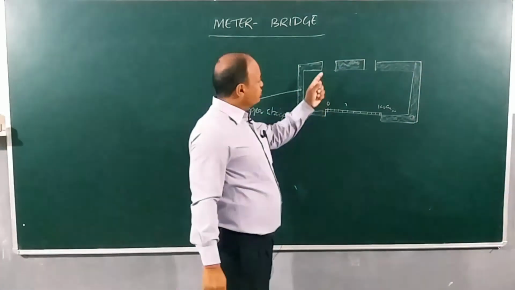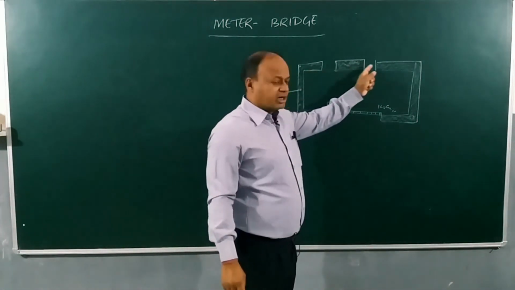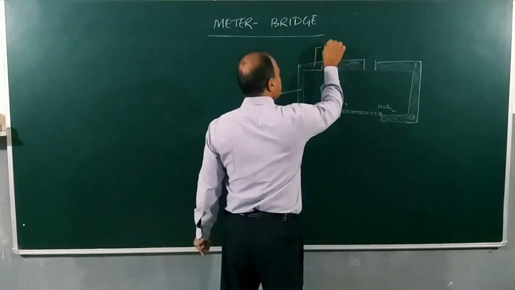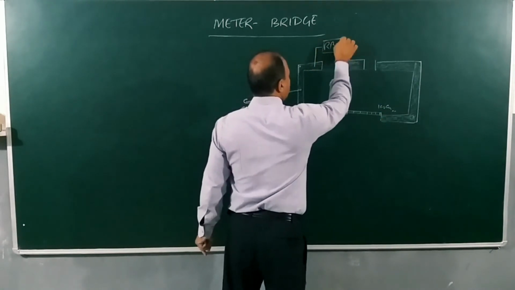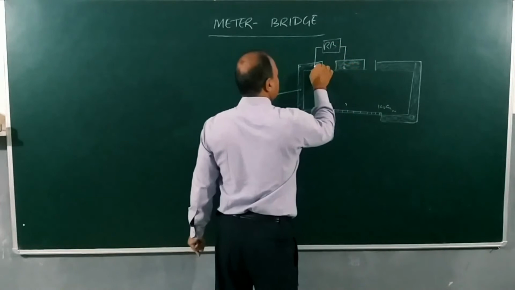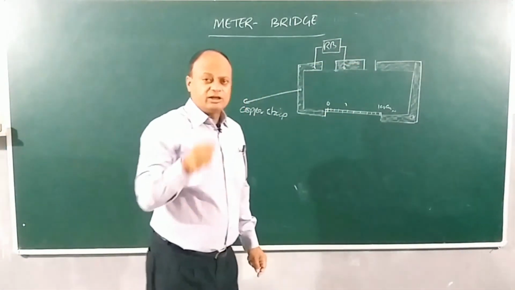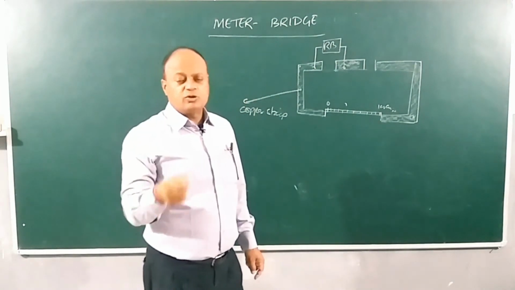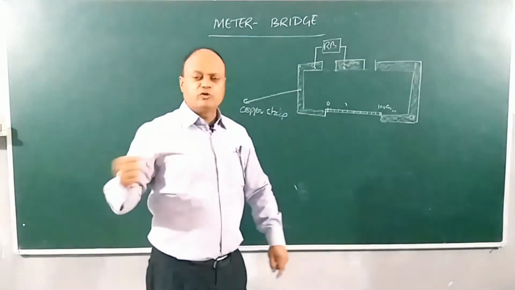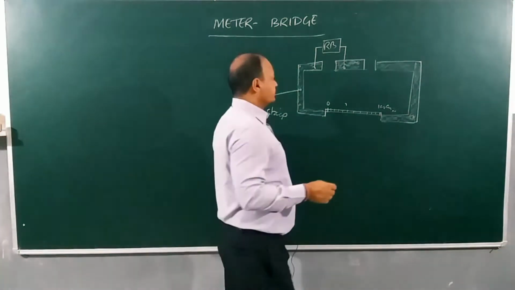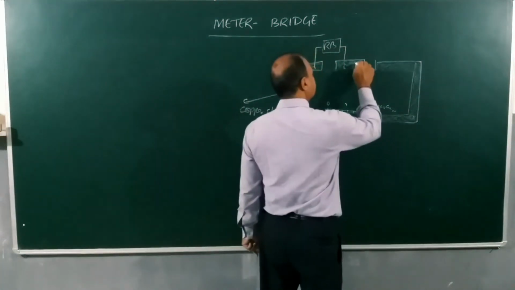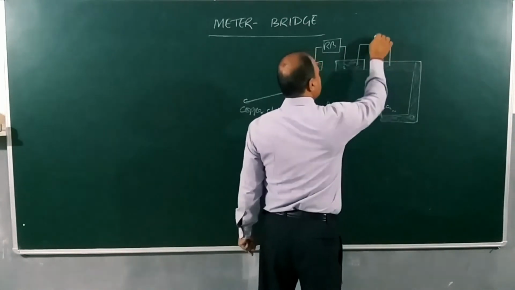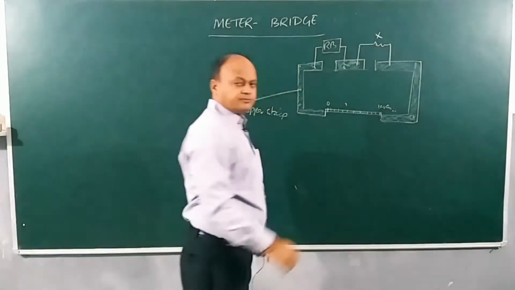You can see there are two small gaps here. In one small gap here, we connect a resistance box. You have seen a resistance box in the lab? It has a number of keys, and on each key, the value of the resistance is written. So, a resistance box is basically a set of known resistances. And here I am connecting an unknown resistance. Suppose the unknown resistance is X. Clear?